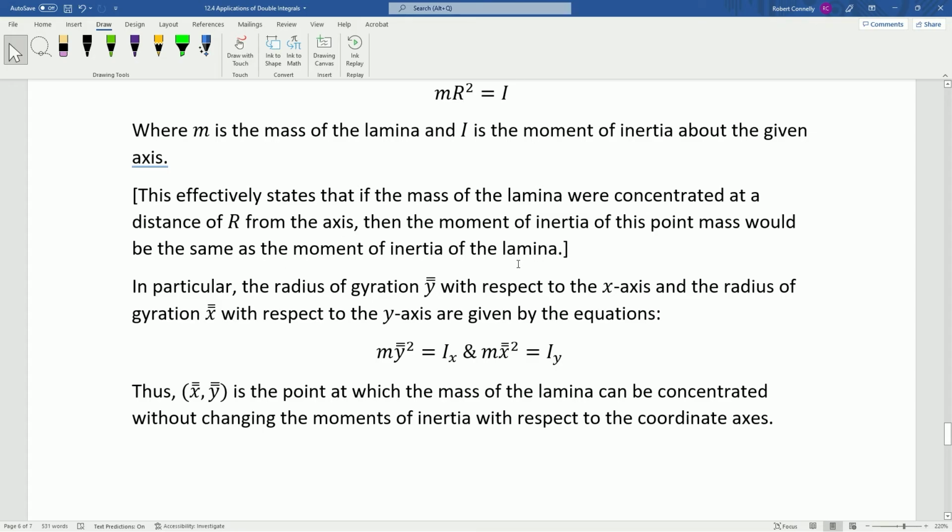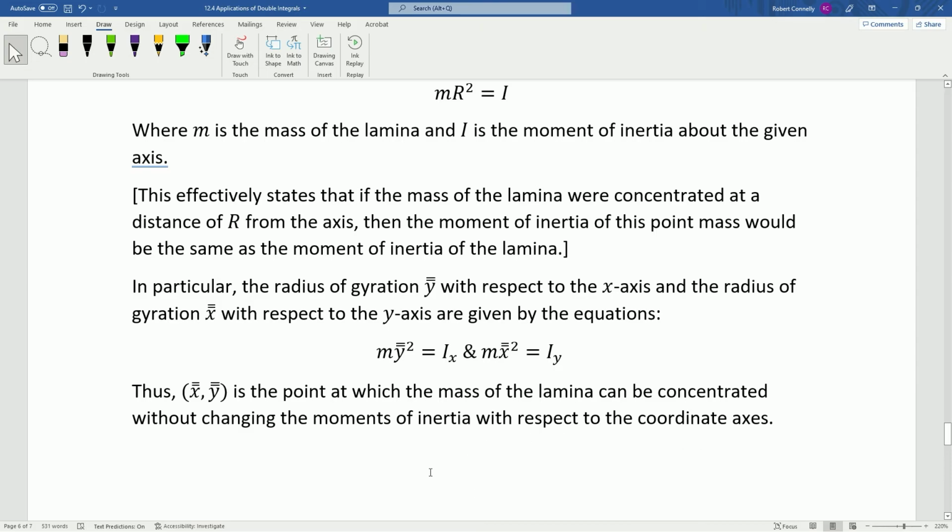In particular, the radius of gyration with respect to the x-axis, y double bar, and the radius of gyration with respect to the y-axis, x double bar, are given by m y double bar squared equals I sub x and m x double bar squared equals I sub y. Thus, the point x double bar, y double bar is the point at which the mass of the lamina can be concentrated without changing the moments of inertia with respect to the coordinate axes.